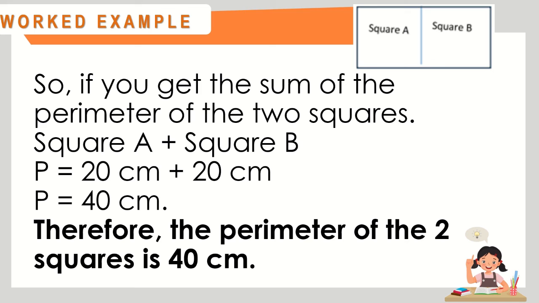So, if you get the sum of the perimeter of the two squares, square A plus square B, P is equal to 20 cm plus 20 cm. P is equal to 40 cm. Therefore, the perimeter of the two squares is 40 cm.